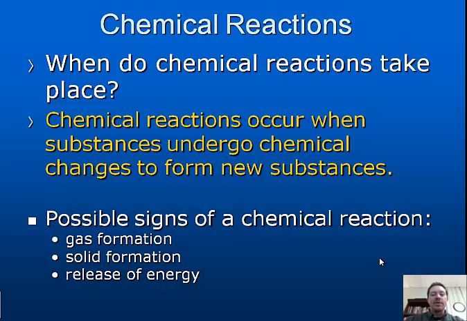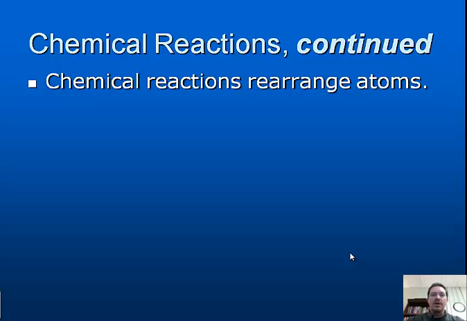We can also have the release of energy. And we can detect the release of energy as heat. We can detect it as light. Just to name a couple of examples of how energy can be detected. So those are signs of chemical reactions taking place, similar to the chemical changes we talked about before.